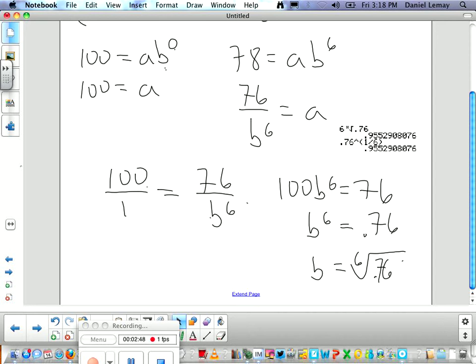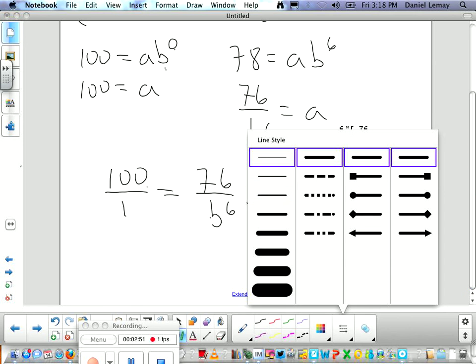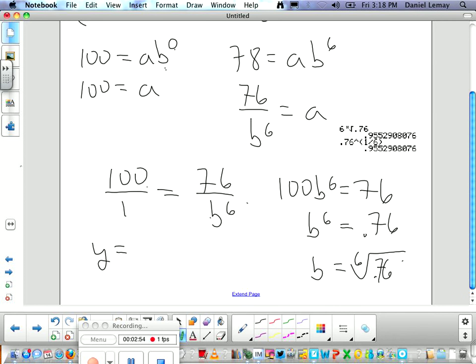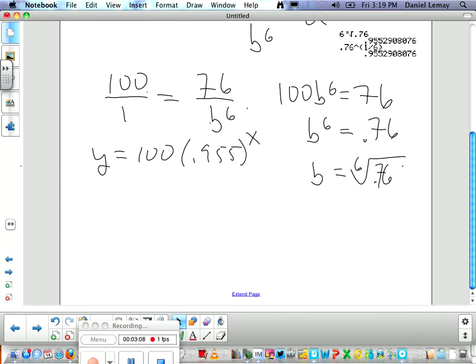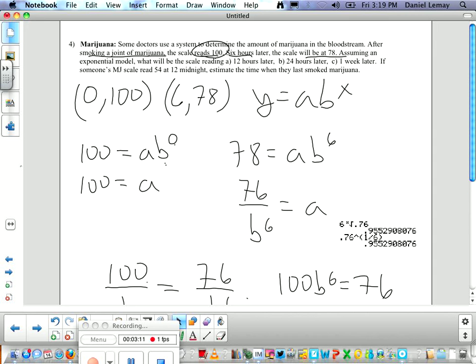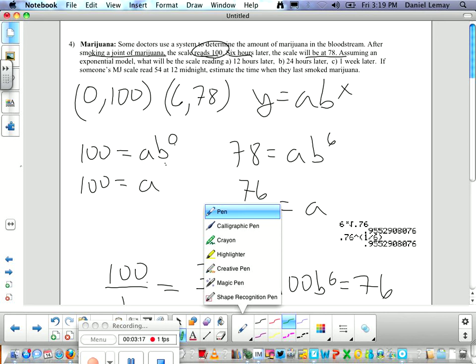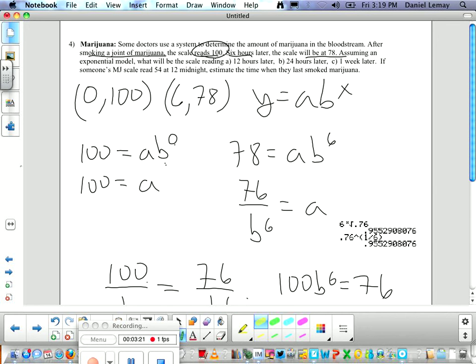So to write the equation, I'm going to write y equals, the base is 100, it's our initial value, times 0.955 to the x power. And then what they're asking us to do in this problem is to use our equation to find what the scale measure, or what's the level of the drug in his bloodstream 12 hours later, 24 hours later, and a week later.